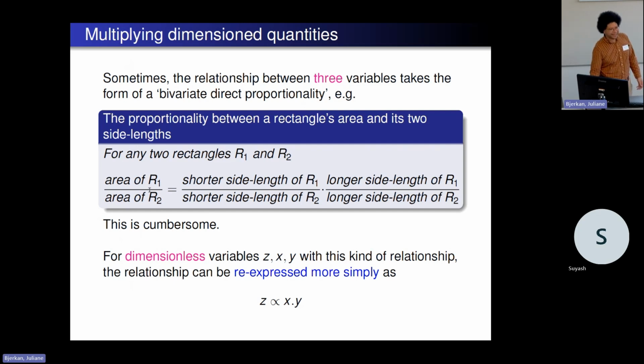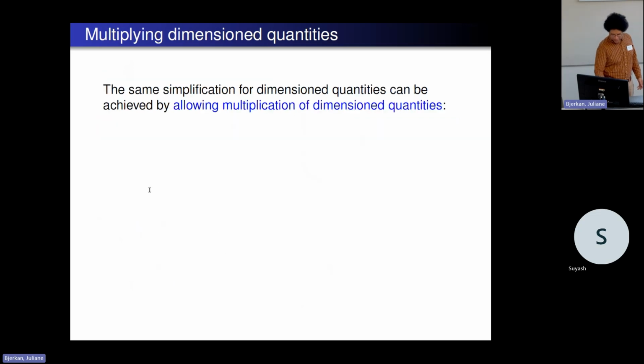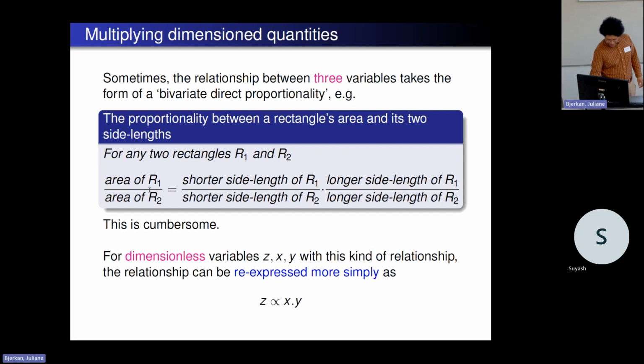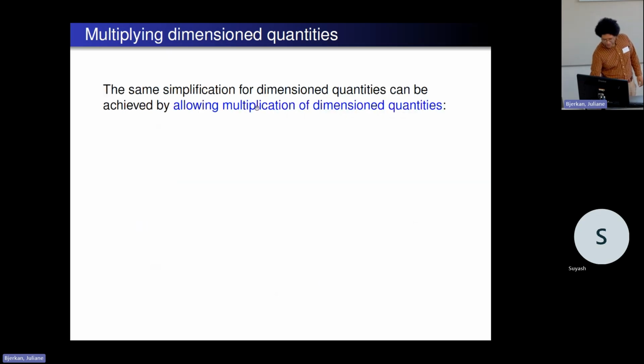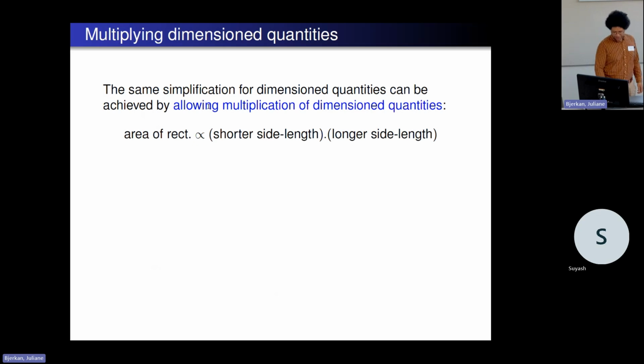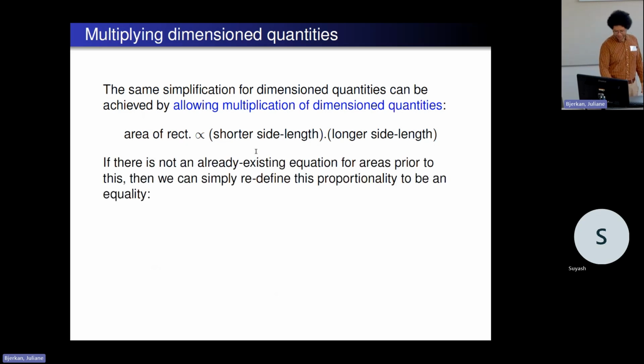But here we've got lengths, which are not dimensionless. And so the same simplification, right? So this is a simplified version of this. The same simplification can be achieved for dimensioned quantities, such as lengths, by allowing multiplication of dimensioned quantities. In other words, we would just say the area of a rectangle is proportional to the product of its shorter side length and its longer side length.